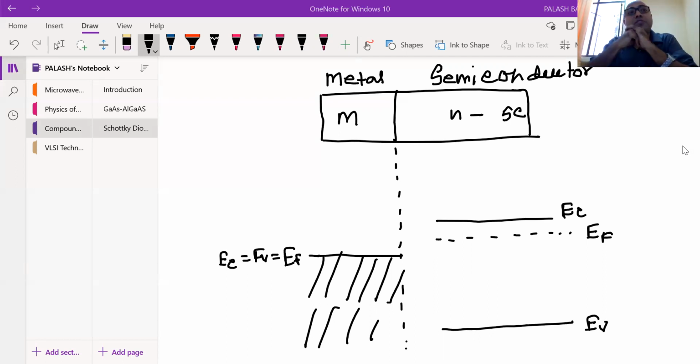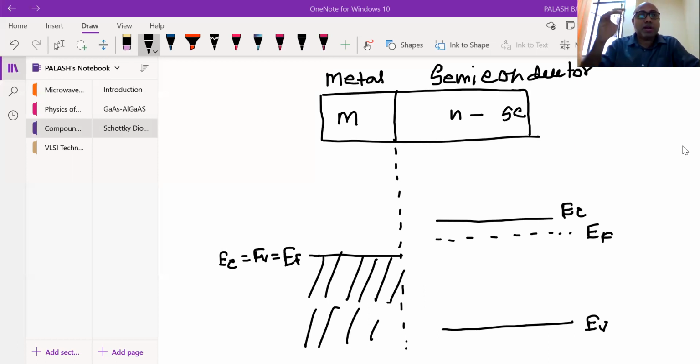Before I draw the vacuum level, let me explain. There are two important terms. The first term is called work function, the work function of a metal. What is the work function of a metal? It is the minimum amount of energy needed to take one electron from the metal side to the vacuum side.